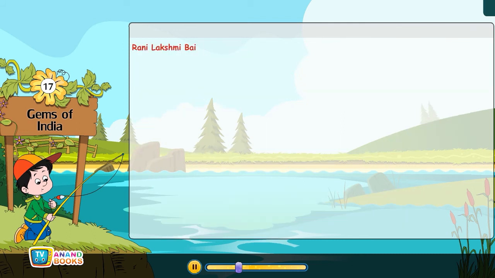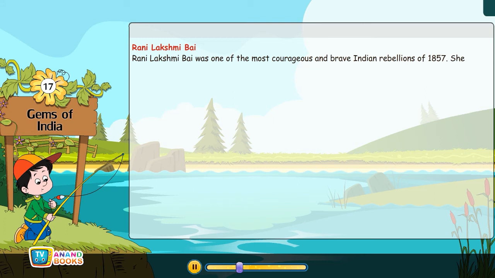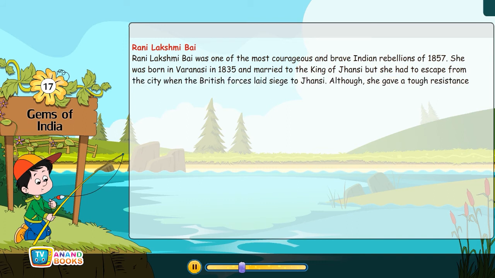Rani Lakshmi Bai. Rani Lakshmi Bai was one of the most courageous and brave Indian rebels of 1857. She was born in Varanasi in 1835 and married to the king of Jhansi. But she had to escape from the city when the British forces laid siege to Jhansi. Although she gave a tough resistance against them, her army was defeated.